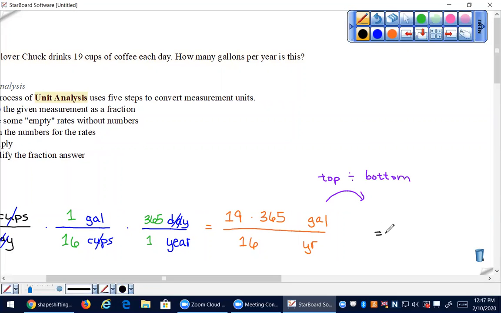So what is that? 19. Yeah. 19 times 365 divided by 16. So about 433 gallons per year.